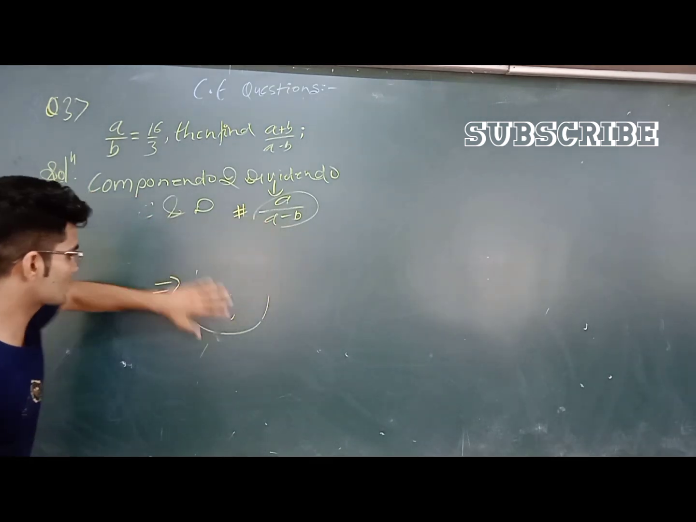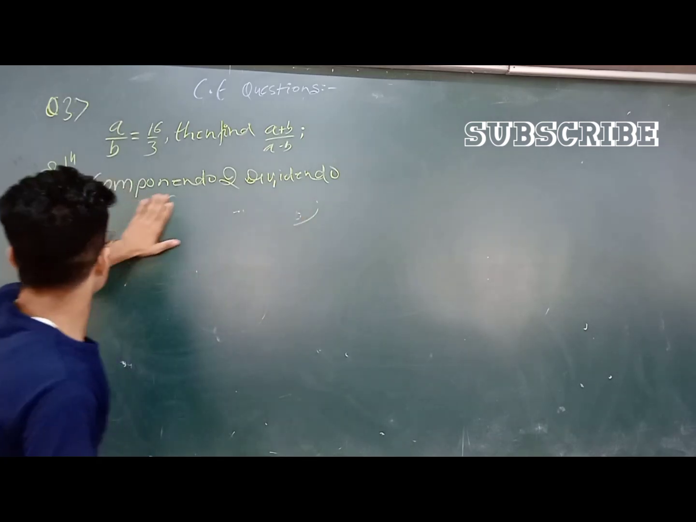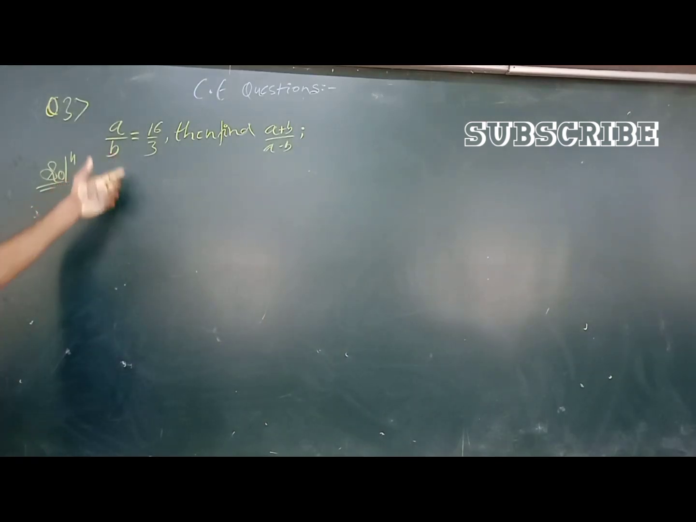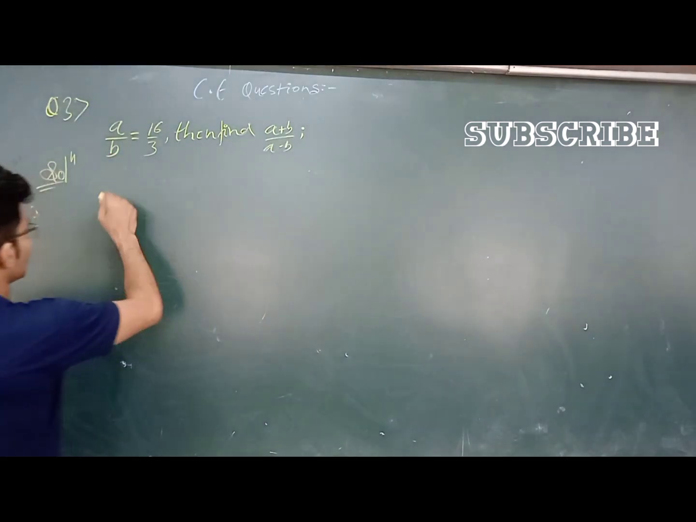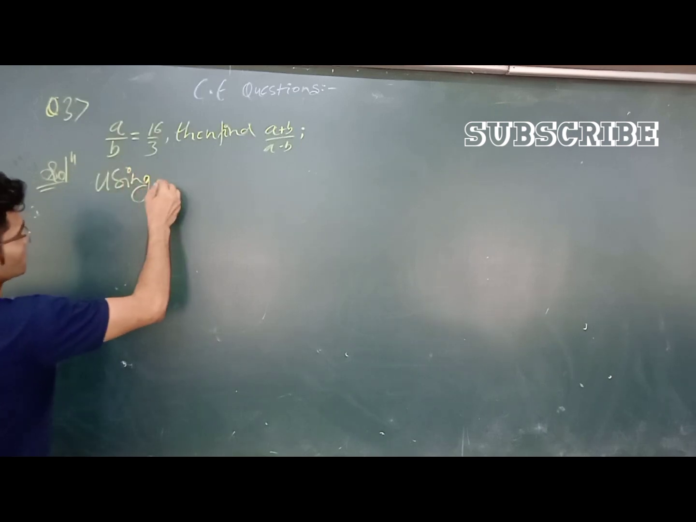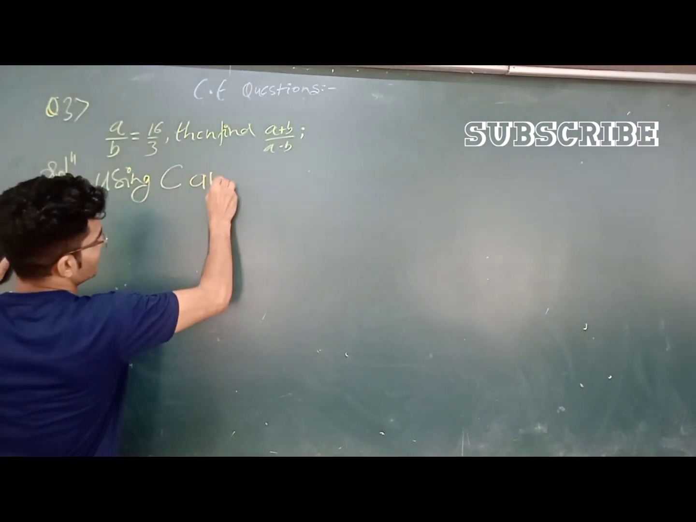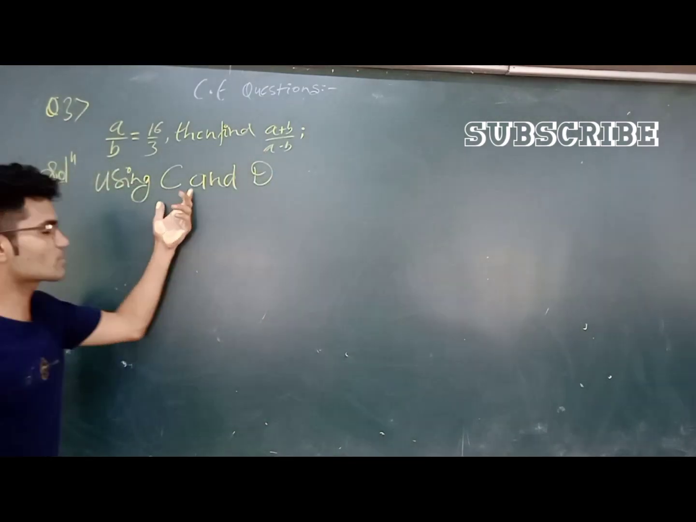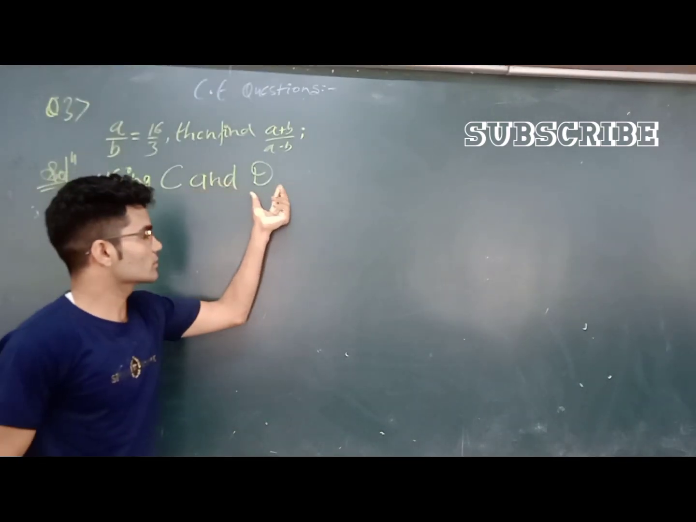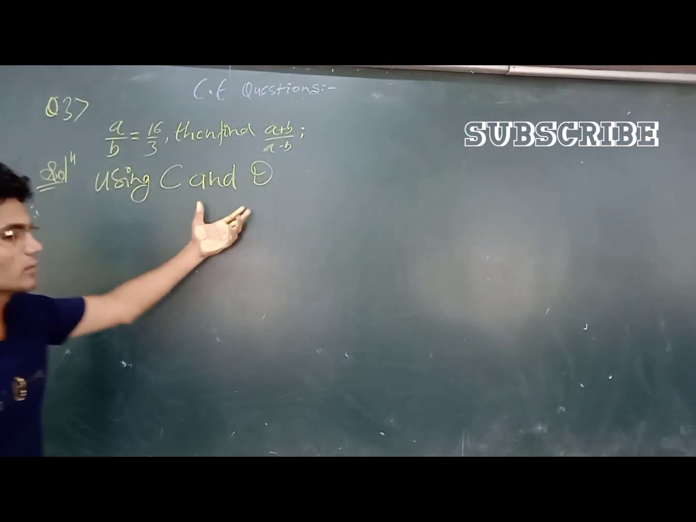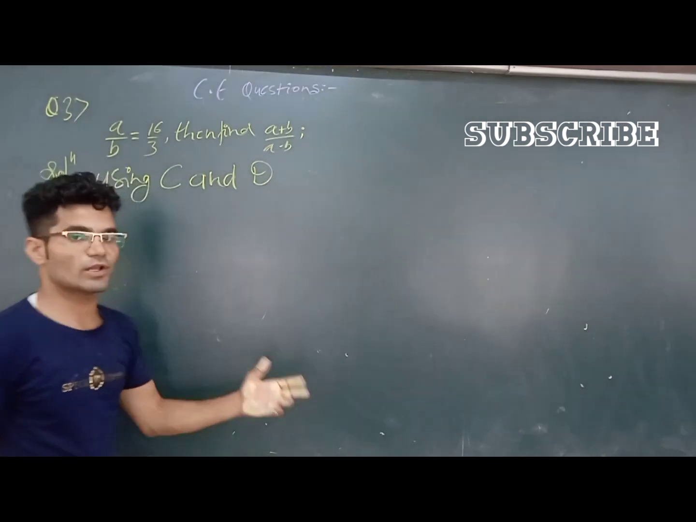Okay, so till now, let's solve the question. We have to apply componendo and dividendo, using C and capital D, in that question. C stands for componendo and D stands for dividendo. So we are using it to reduce our calculation.